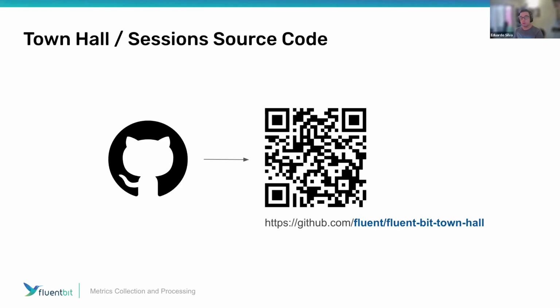For people who want to take a look at the source code that I'm showcasing today at the end of the session, please scan this QR code or just go to the Fluent organization. There's a new repo called Fluent Bit Town Hall, where you will be able to check all the examples that we're running here. And if there's any issue with an example, please open an issue and we will be happy to assist you there.